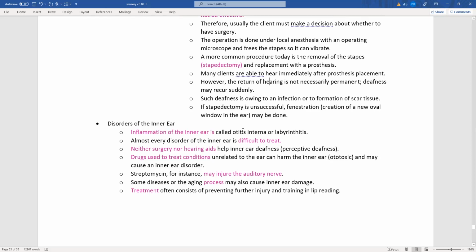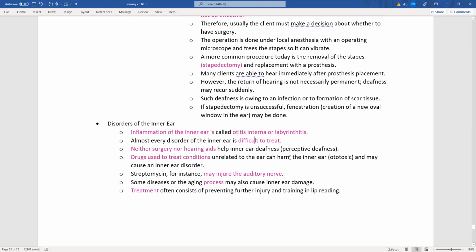Disorders of the inner ear. Inflammation of the inner ear is called otitis interna or labyrinthitis. Labyrinthitis. That's the inflammation of the inner ear. You see that internal right there, otitis interna. Almost every disorder of the inner ear is difficult to treat, right? Because it's the fucking inside of the ear. Neither surgeon nor hearing aids can help that bitch. Neither hearing aids can help inner ear deafness, which is perceptive deafness.